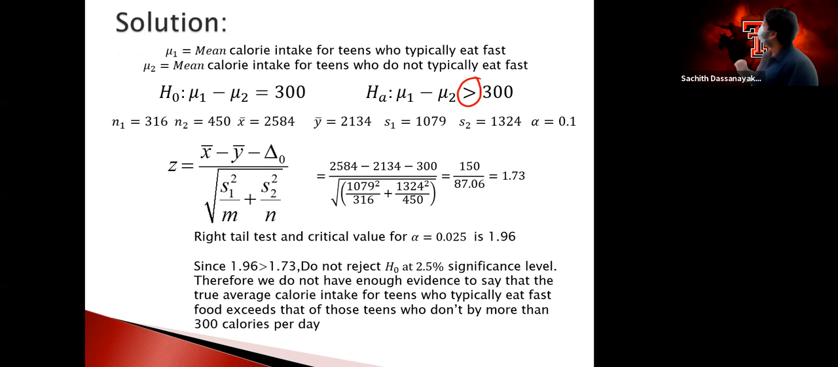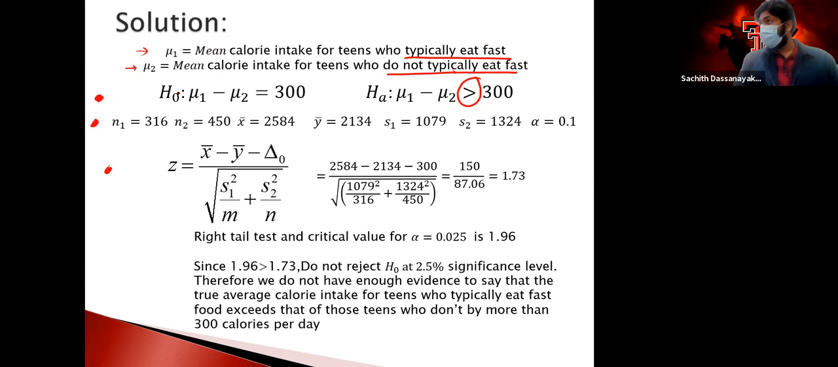Focus on lines 3, 4, and 5. First, I'll explain these two: mu1 and mu2. Mu1 belongs to those who typically eat fast food, and mu2 goes to say no. Do you remember? Yes and no, those who do not typically eat fast food. So check this one. These 3 points are really important.